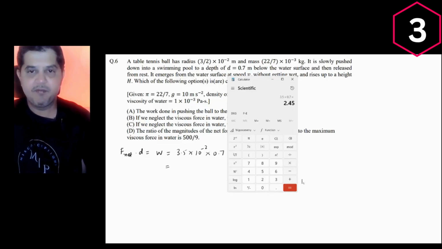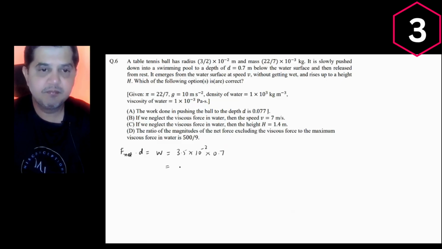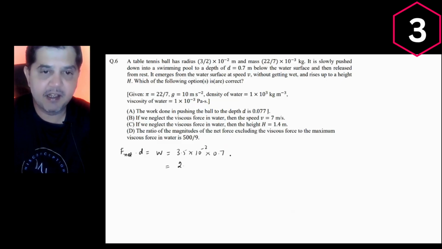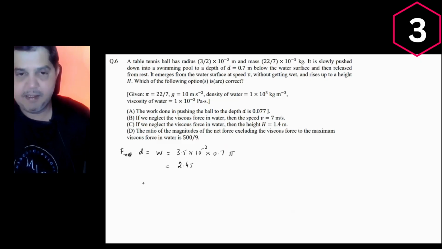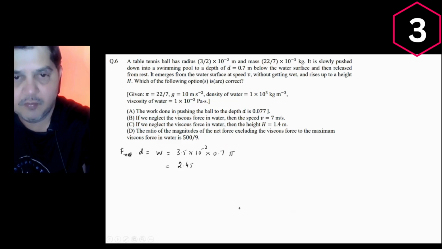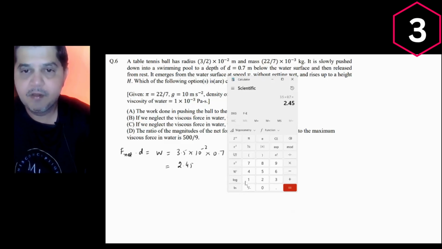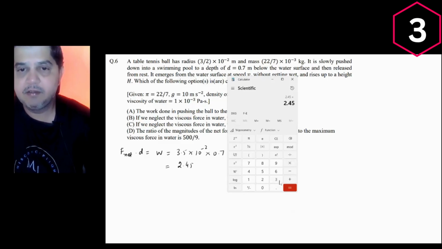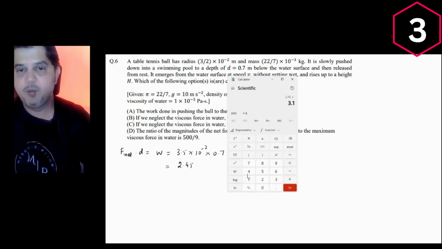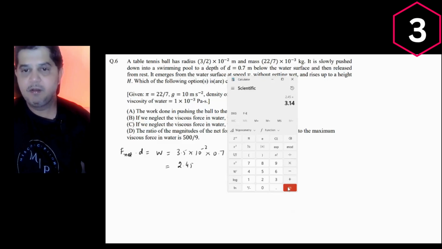You get this as 2.45. And there was a pi here in this case also, right? 2.45. Let me calculate that also. Only then I'll get a correct answer, right? 2.45 multiplied by 3.14. You get 7.693.